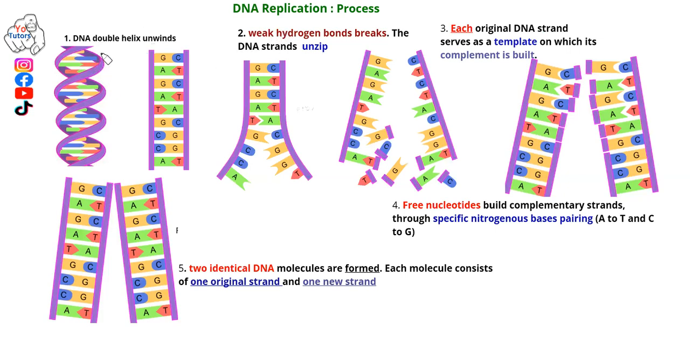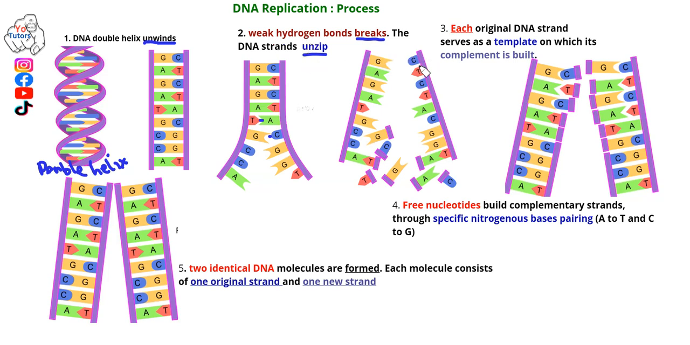Now, we know that our DNA is a double helix. If it's a double helix, meaning it's coiled, it needs to unwind first. So the DNA double helix unwinds, that's the first step. After unwinding, the weak hydrogen bonds connecting the bases break, and your DNA unzips. It looks like the zip of a jacket. So don't forget to mention that weak hydrogen bonds break and DNA unzips.